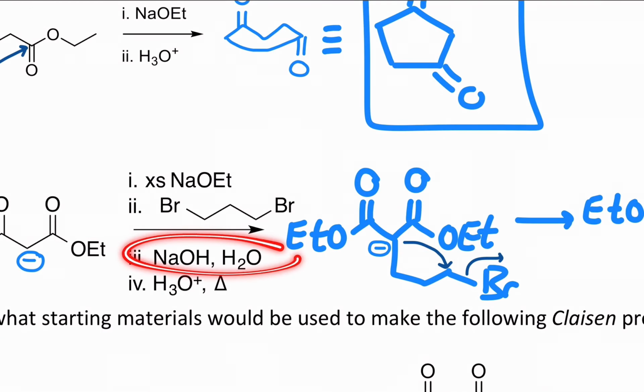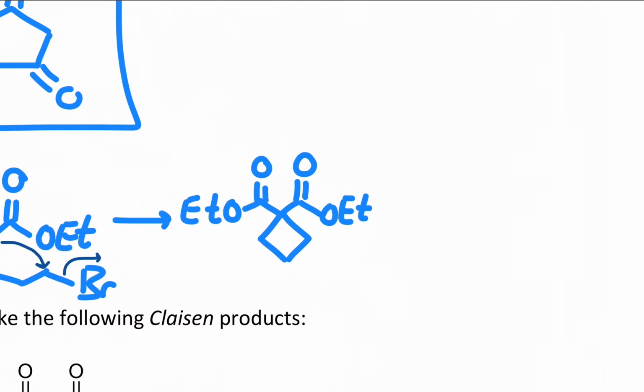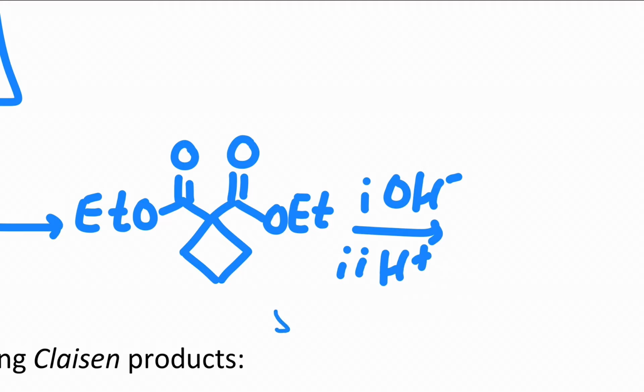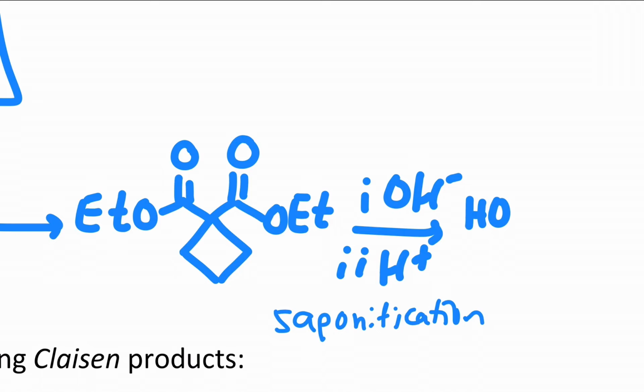Next, I see what looks like saponification chemistry, which is actually this whole thing combined, and then decarboxylation. So let's write that and remind ourselves what happens. So saponification is the base followed by the acid. That's from the previous unit. That's an ester reaction. What that does is it changes your esters into acids.